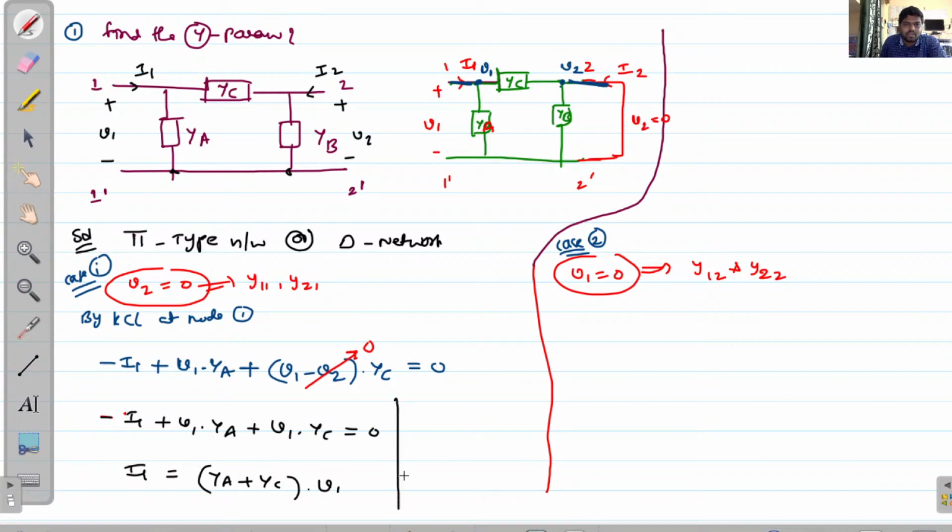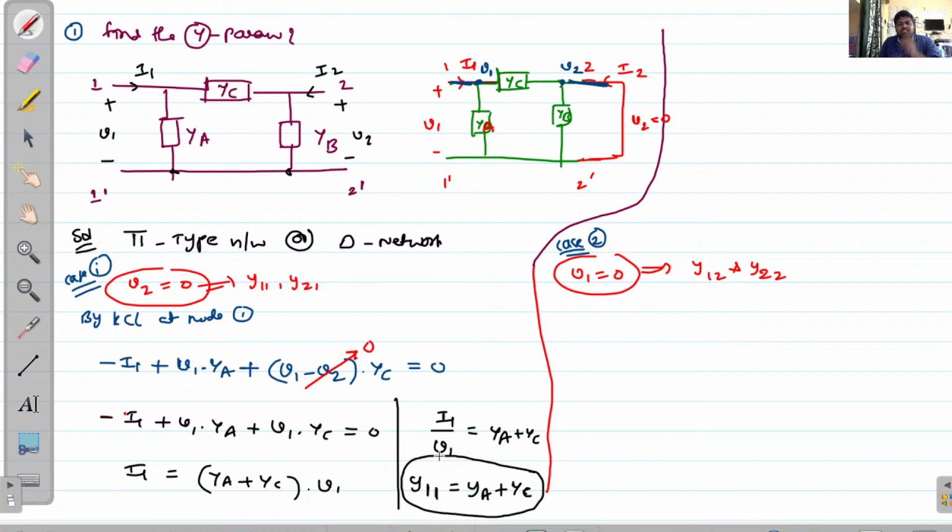Now you will get I1 by V1 equals YA plus YC. But what is I1 by V1? Y11, that equals YA plus YC. Okay, this is your first Y parameter.